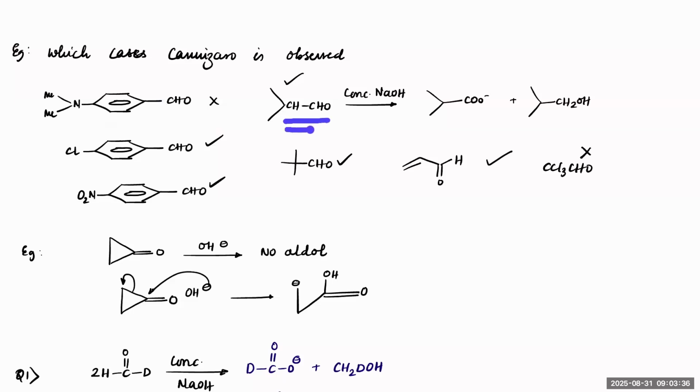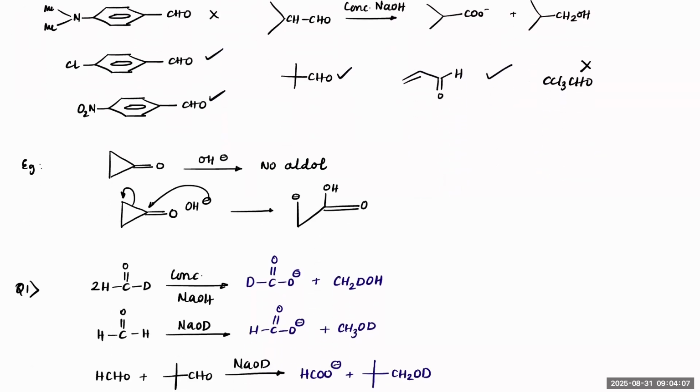This, I told you, is an exception, only happening when you have a high concentration of NaOH. This will make a reaction, because here the alpha hydrogen is on sp3 carbon. If it is sp3 carbon, it is of no use. Even if it is there or not, it doesn't matter. Cannizzaro will take place in this case.